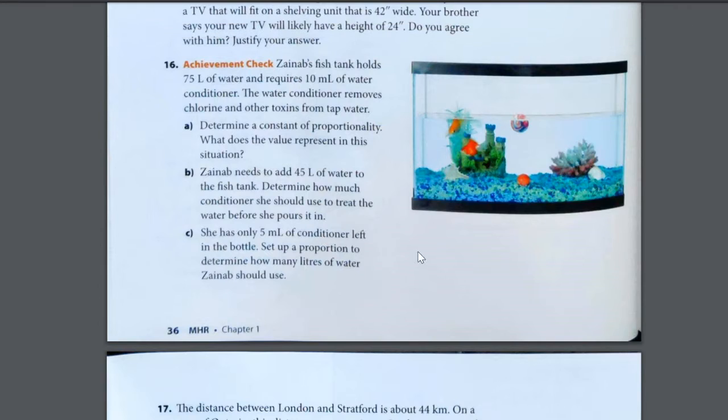Here we go. So I got Zainab's fish tank holding 75 liters of water, and requires 10 milliliters of water conditioner. The water conditioner removes chlorines and other toxins from the tap water. So the first thing we want to do here is determine that constant of proportionality. We want to know how these are related to each other. So what we need to do is determine what number we would multiply something by to get the amount of the other.